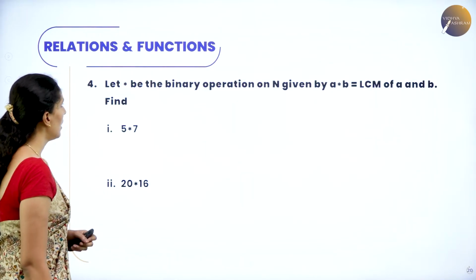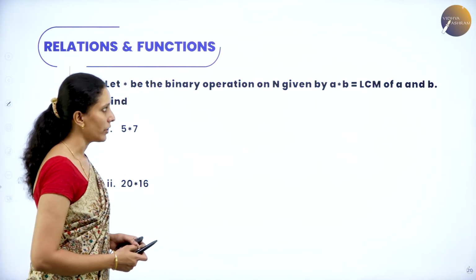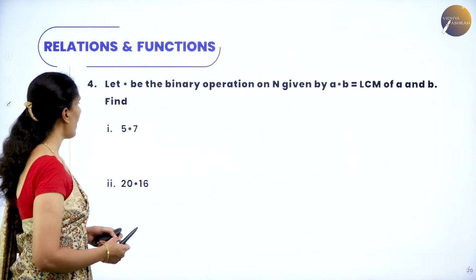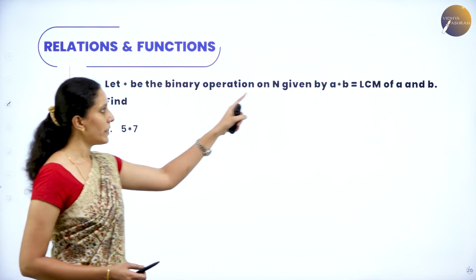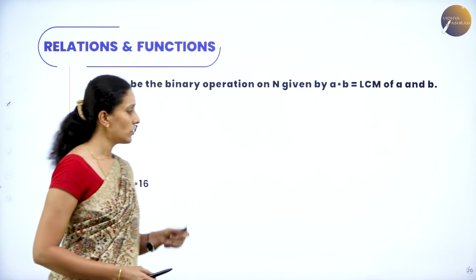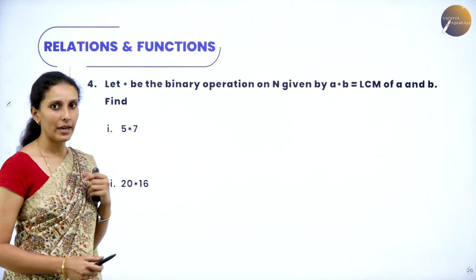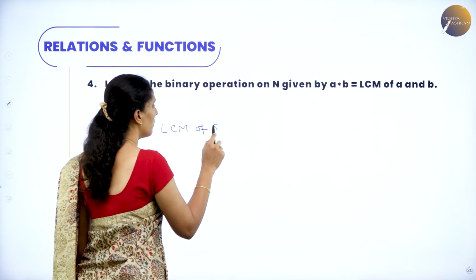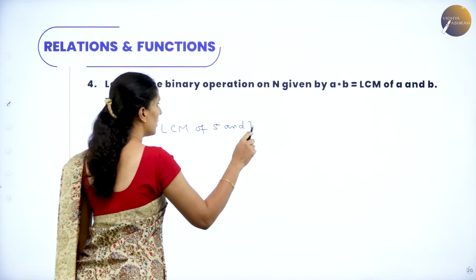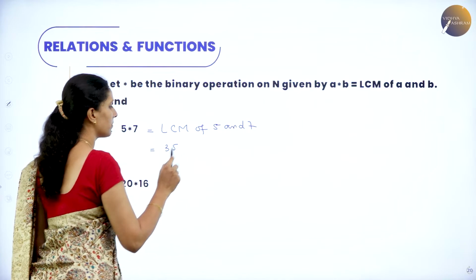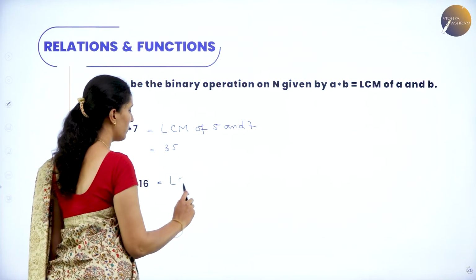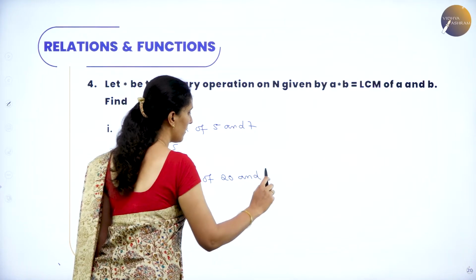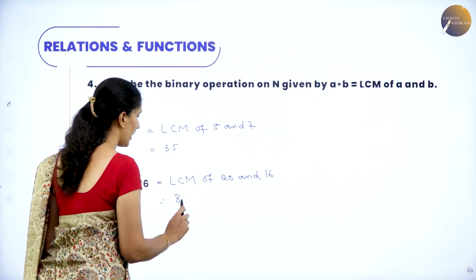Next one, let star be the binary operation on N given by A star B is equal to LCM of A comma B. Find 5 star 7. A star B is nothing but LCM of A and B. So 5 star 7 means LCM of 5 and 7. So that is equal to 35. Next we have 20 star 16, which is nothing but LCM of 20 and 16, that is equal to 80.